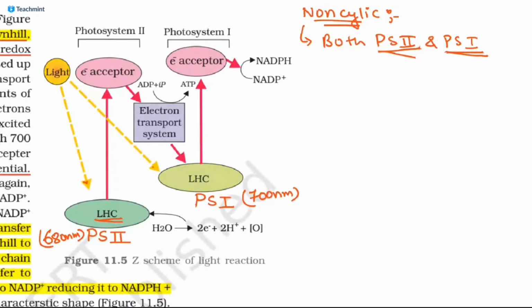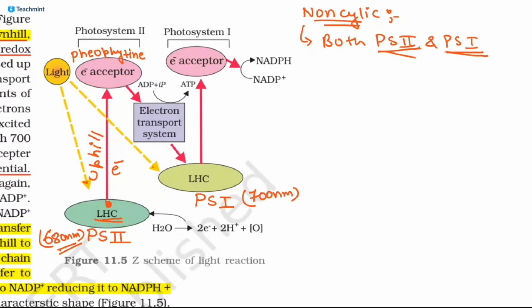Now when the light of 680 nanometer falls on the light harvesting complex, photosystem 2, the reaction center present here will excite an electron, and this excited electron will go to the electron acceptor. The electron acceptor is PO5T, which is not given in NCERT and not that important for NEET. If you forget it, it's fine, but just remember there is an electron acceptor. This movement is uphill transport, so this excitation is uphill.